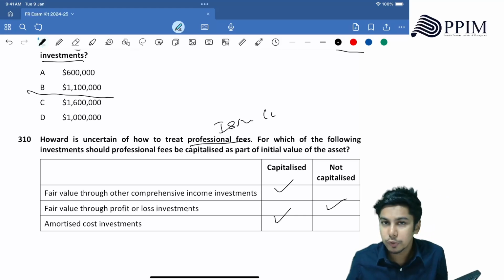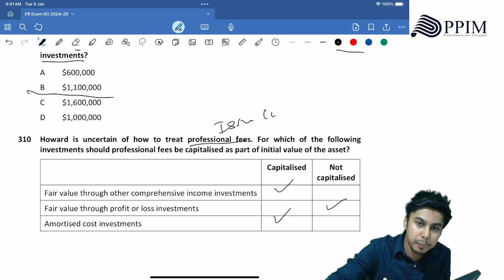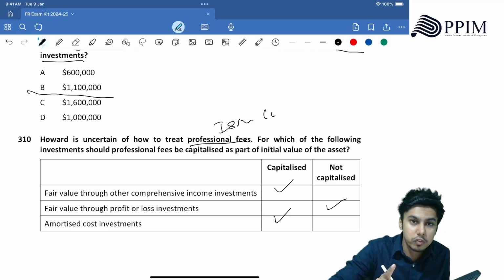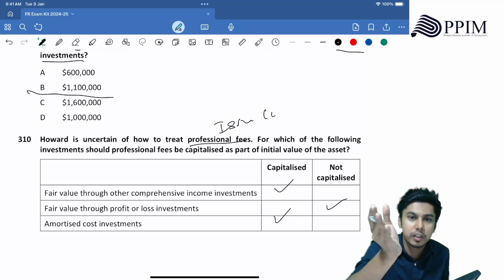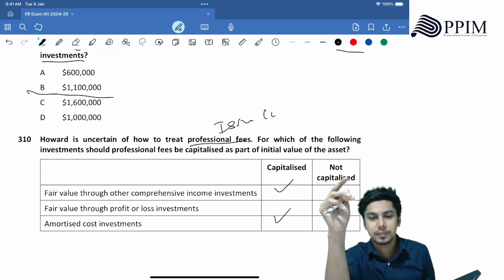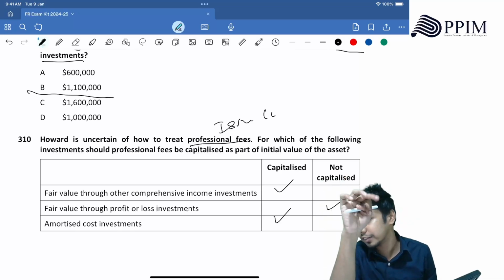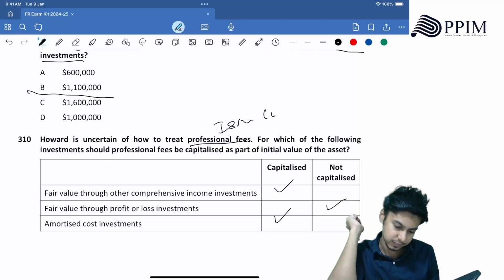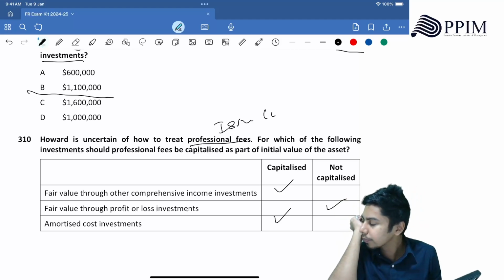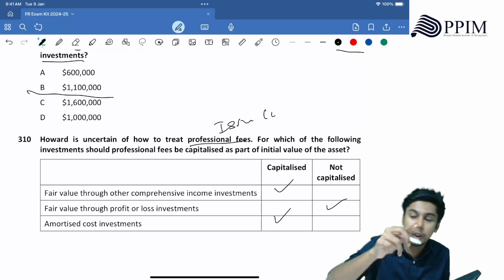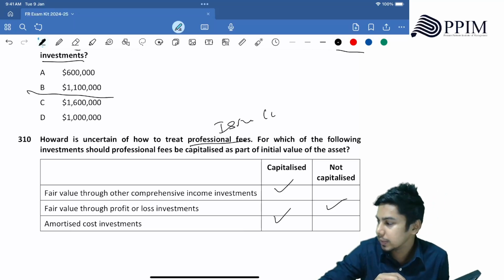Now, if you're confused, amortized cost, how are we capitalizing? Guys, remember, issue cost is always debited to the loan. Debited to the loan means you're reducing it from the cost of the loan. Okay. So, therefore, we call it capitalized. That's why we are debiting issue cost to the loan. In OCI, what we do is debit to the investment. We debit to the investment.